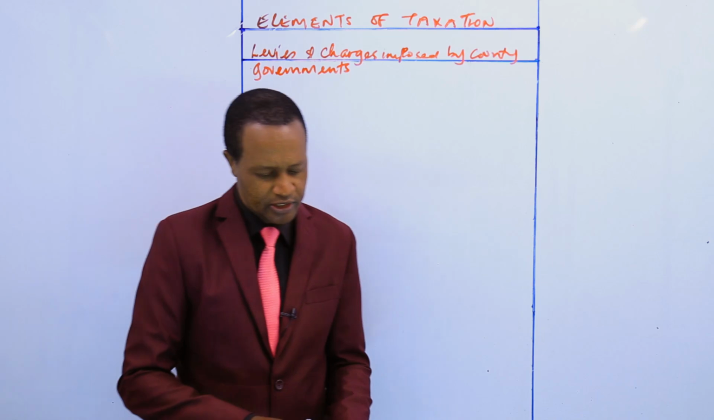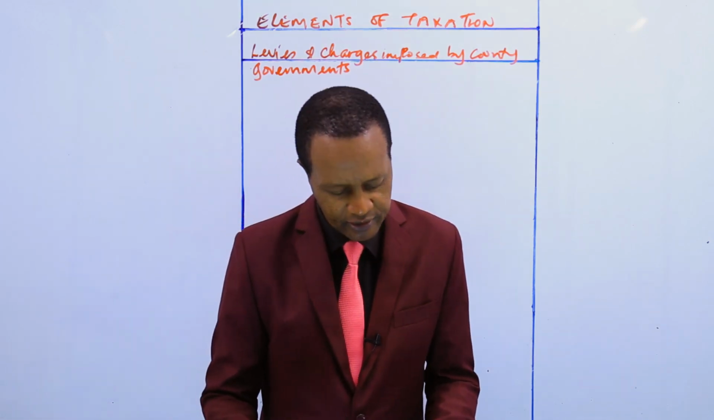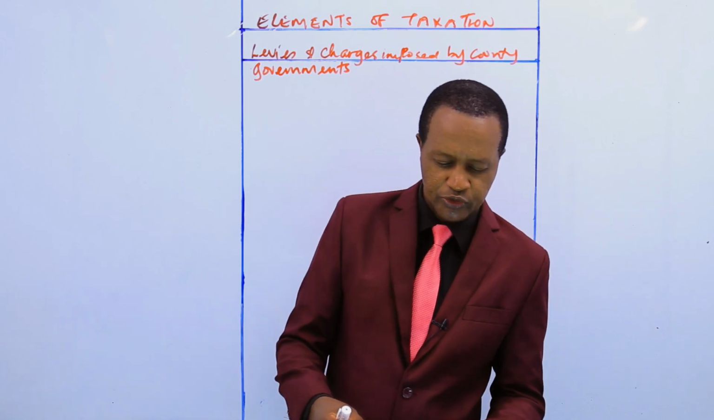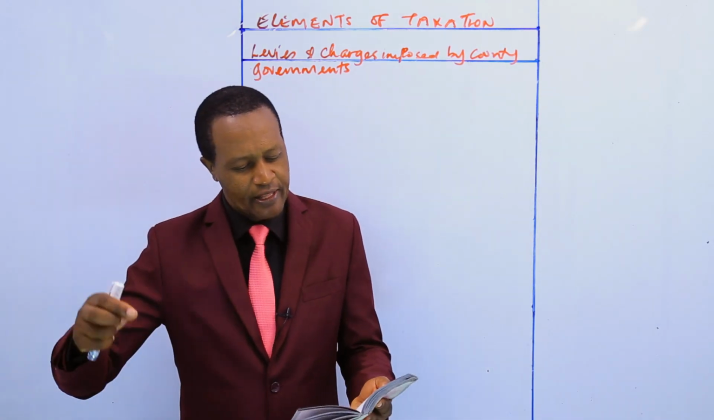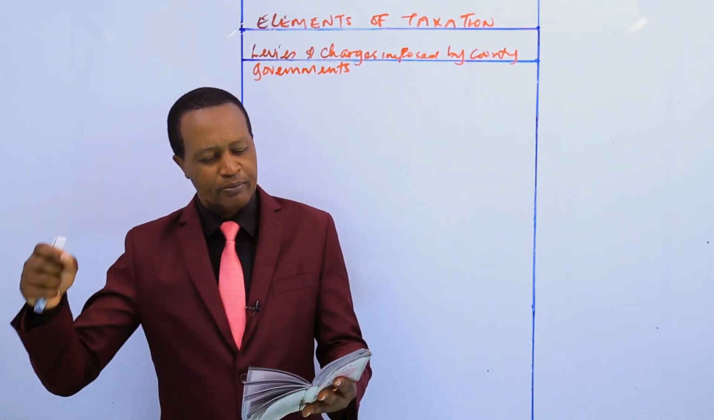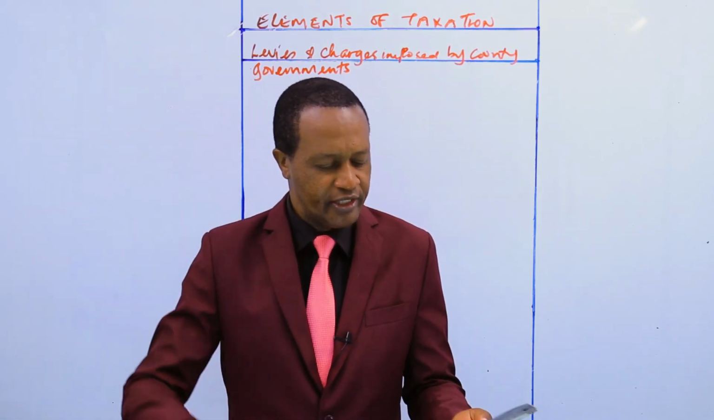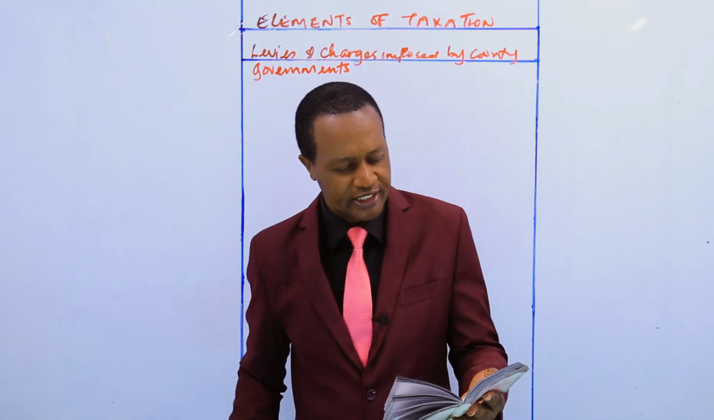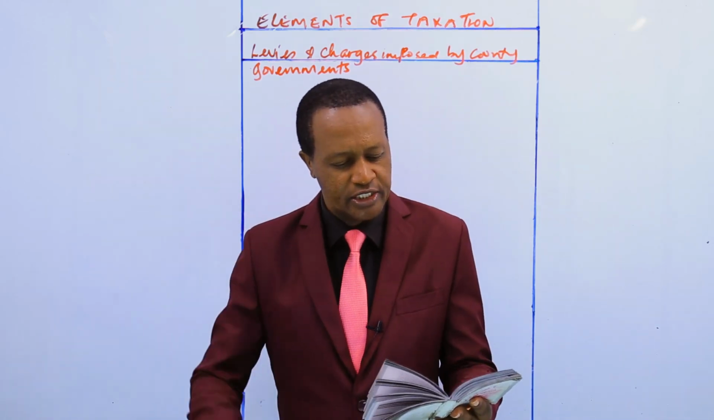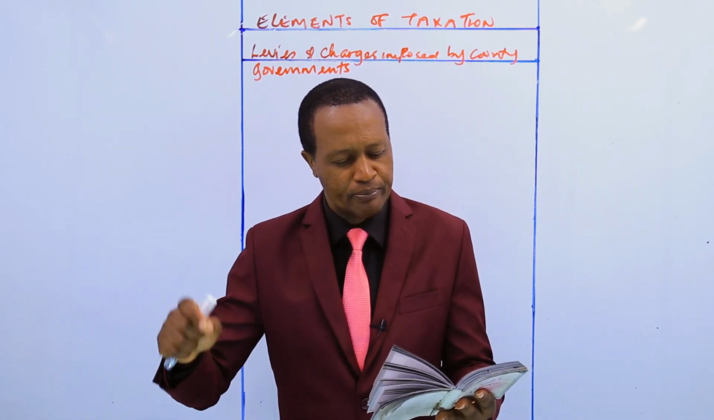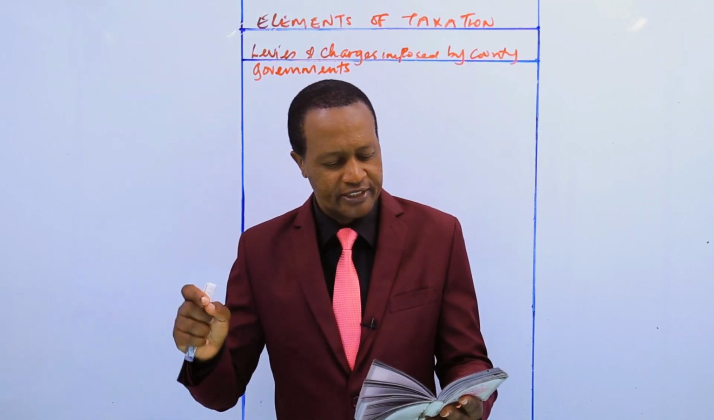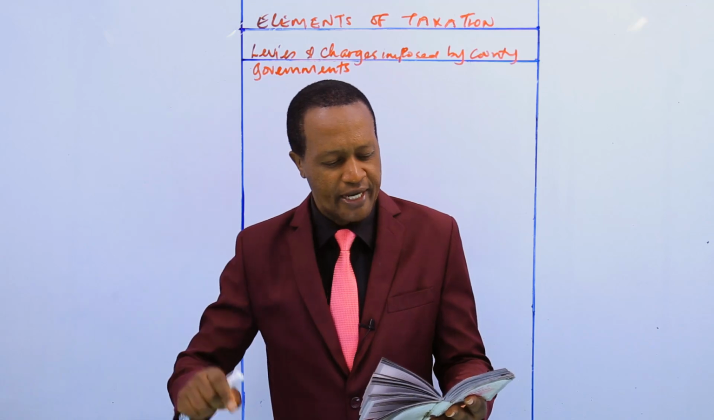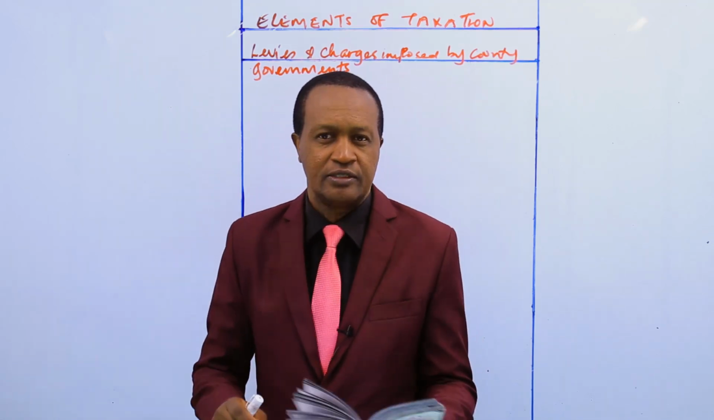Allow me to read Article 209. The Constitution reads, a county may impose A, property rates, B, entertainment taxes, and C, any other tax that it is authorized to impose by an act of parliament. Any other tax that it is authorized to do what? To impose by an act of parliament.